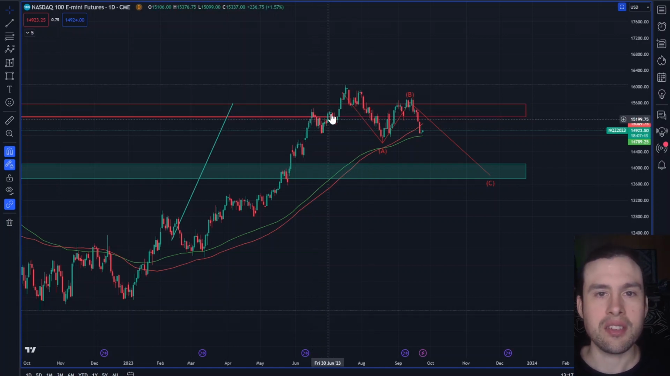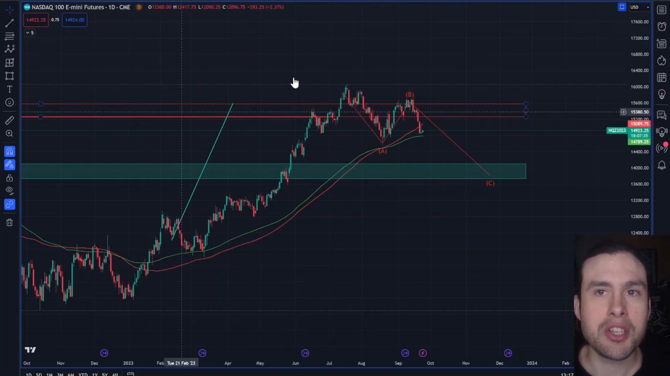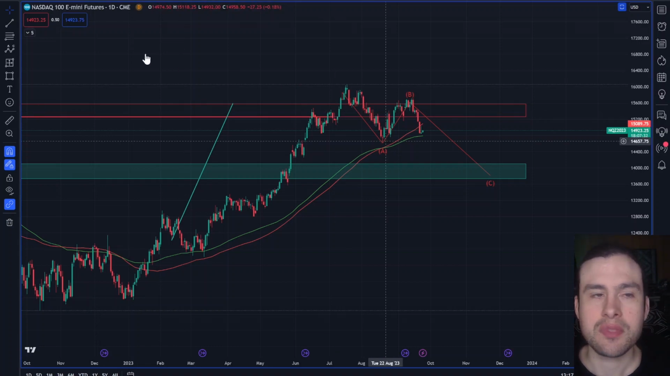Well, it did reject there and came back up, rejected again, but then proceeded to take out all of the shorts that I think were banking on this zone being the major resistance, and came down in the end anyway. So I'm not going to go on about that too much.